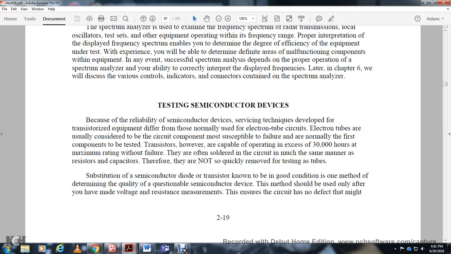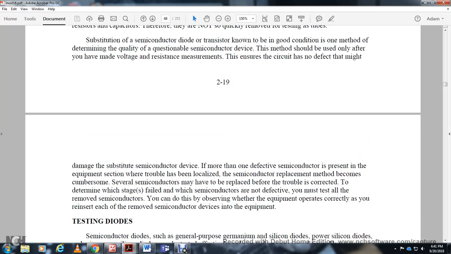Substituting a semiconductor device with a transistor or resistor known to be good is one method. In addition, one method to determine the quality of the questionable semiconductor device is to make voltage and resistance measurements first. That enables the circuit to be checked for any defect that might damage the substitute semiconductor device, if more than one defect with the semiconductor is prevalent.